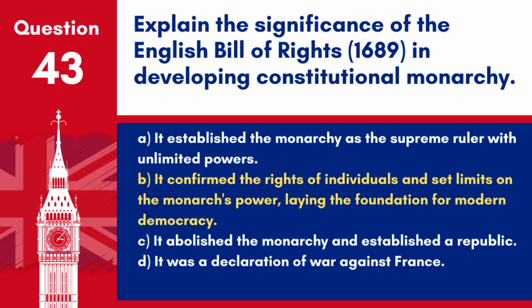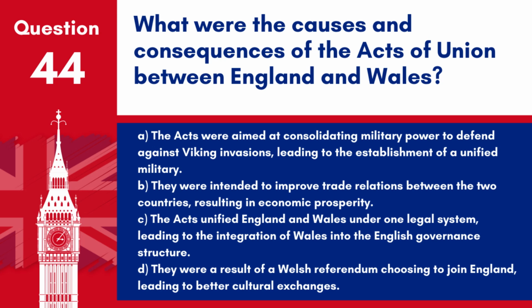Answer: B. It confirmed the rights of individuals and set limits on the monarch's power, laying the foundation for modern democracy. The English Bill of Rights was a pivotal moment in the evolution of constitutional monarchy in Britain, influencing the development of parliamentary democracy.